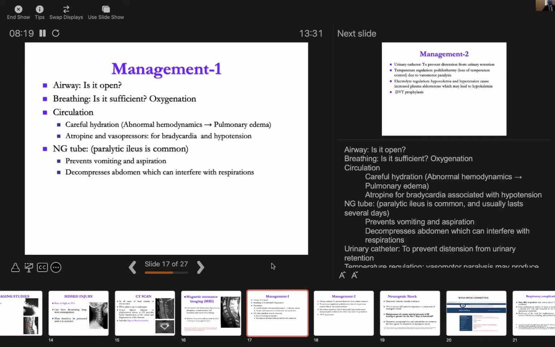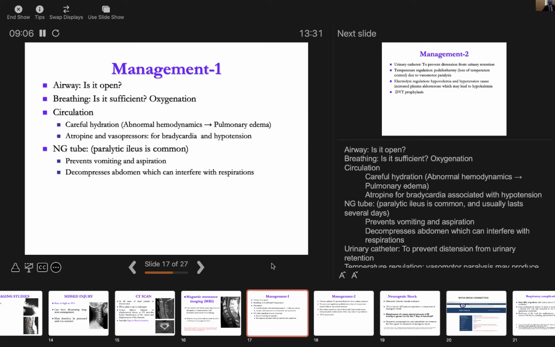In management, step by step, if we need to give such a formula, airway is the first step. Is it open? And if it is open, is breathing sufficient? If it is not, you need to do an intubation or just nasal cannula oxygenation. And then circulation comes into place. Careful hydration is important. Too much fluid is not good because of abnormal hemodynamics. Pulmonary edema can occur, so you need to restrict and monitor the fluid intake.